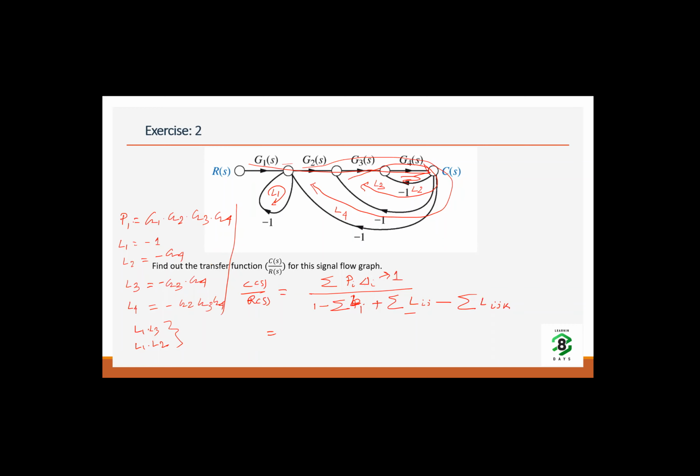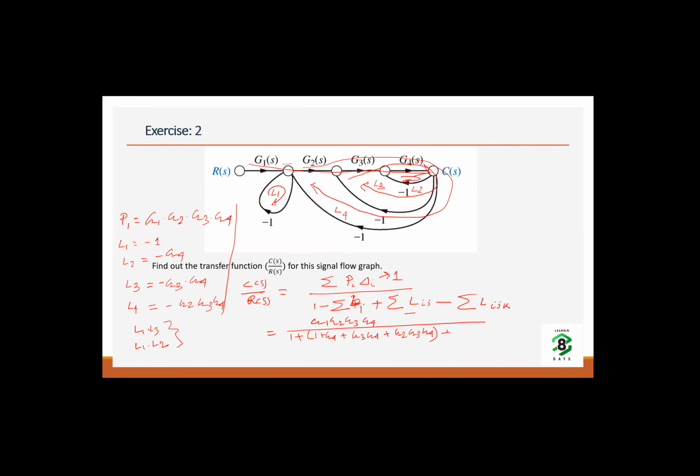And you have only one forward path, which is G1, G2, G3, G4. Now the denominator, I'll write it like this: 1, I'll take plus because all of them have a negative gain. So we can say L1, L2, L3: L1 is 1, then L2 is G4, plus G3, G4, plus G2, G3, G4. So this is the sum of individual loop gains.